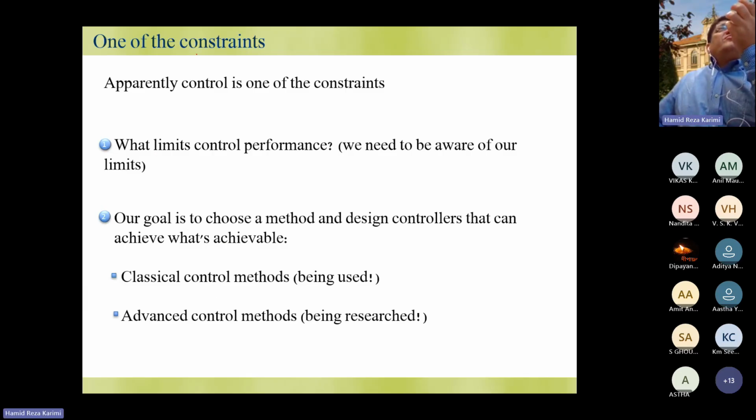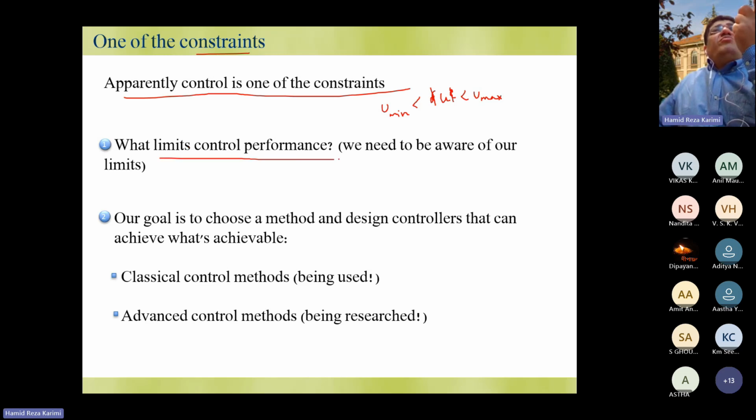So one of the constraints is, apparently, the control. Today we know that the control signal U should be less than U max. The control signal should be bounded, between U min and U max. So if you just say that U is between U min and U max, what limits the control performance, we need to be aware of. This is knowledge, you see.